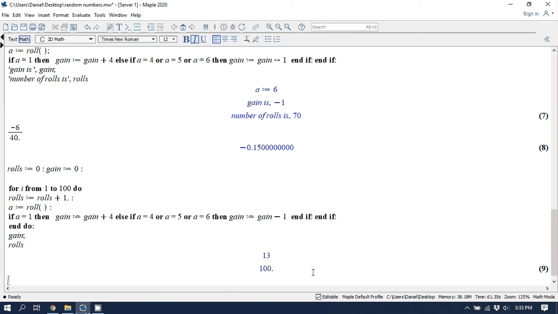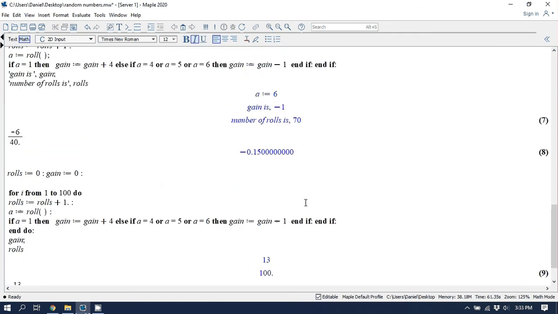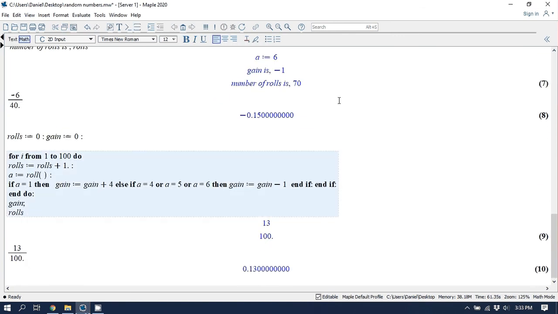The gain is 13, the first number is the gain, and the other is the number of rolls. So the gain over the number of rolls, 0.13, is pretty close to the expected value, 0.16. Let's increase to 300 rolls. The gain is 38 divided by 300, 0.12, kind of close. Now let's do a huge number. Let's say we run it 10,000 times.